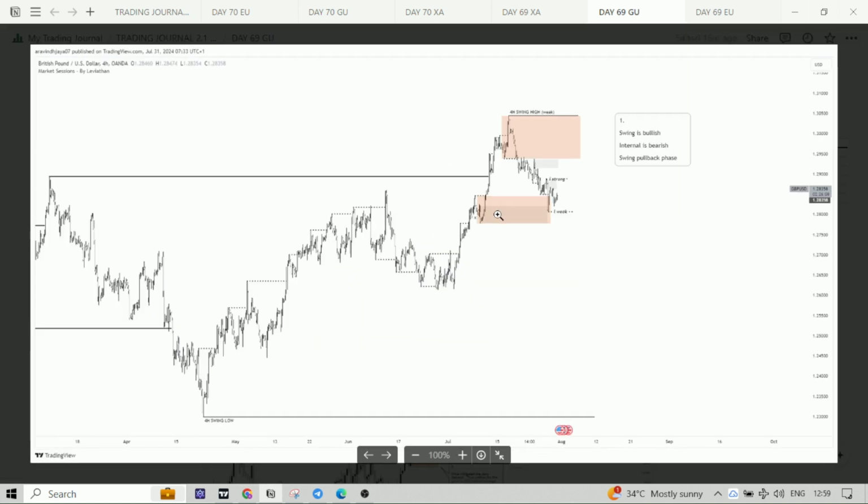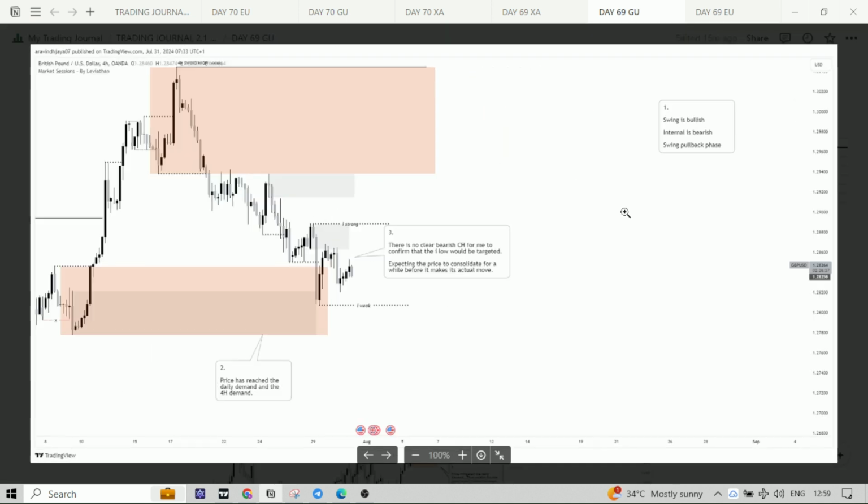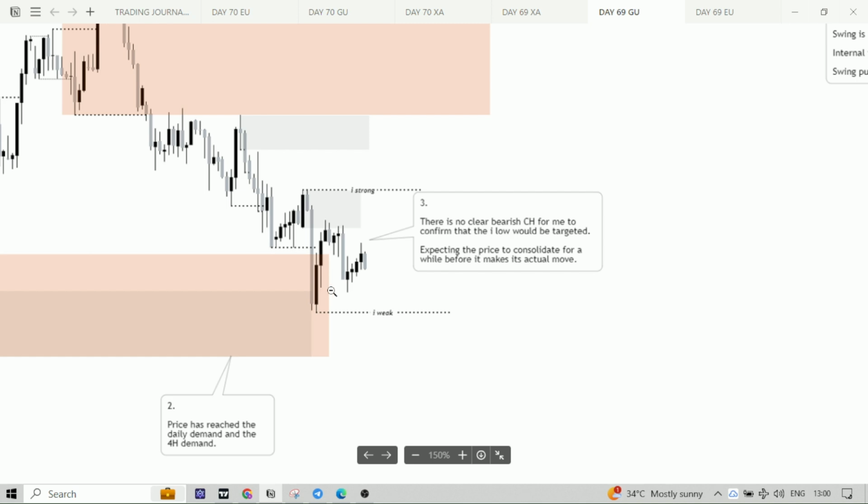Very simple. And in 4 hour, the swing is also bullish and the internal is bearish, and this is the internal range that we are dealing with. So let me zoom in. This is the internal range that I was dealing with, and price has tapped into the 4 hour demand, which is inside the daily demand. So there is a very high chance that the price can take out the strong internal high. Also, this QI has set liquidity and it has all the liquidity criteria. So I was expecting the price to go up to take out this strong internal high.